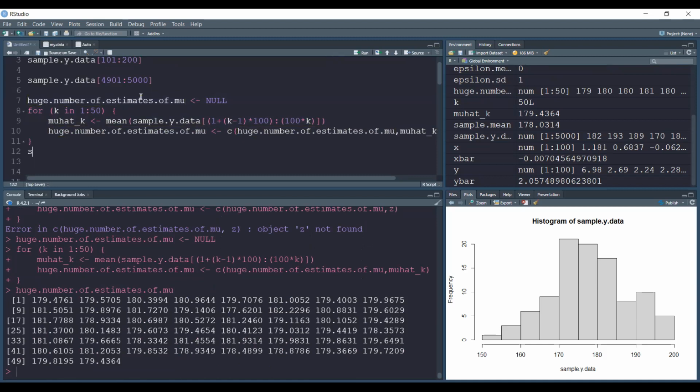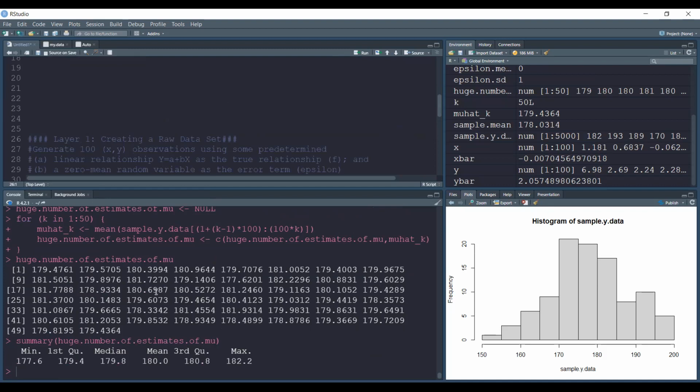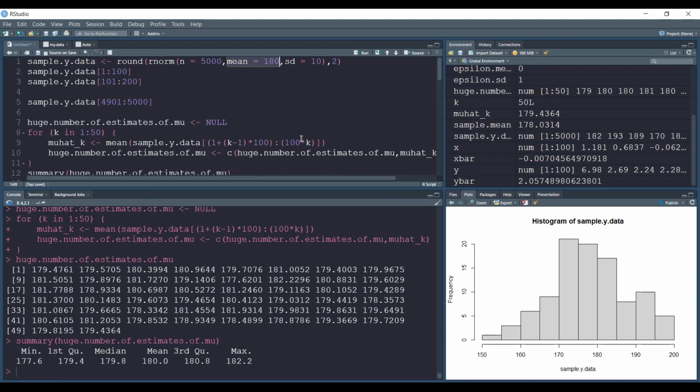Now, would you like to look at the summary of these estimates of mu? So look at the variability within our estimates. It's between 177.6 and 182.2. And isn't this just amazing? The mean, at least to 1 dp, is precisely 180.0, which we know, because we set it up that way, is the true mean. Now, would you know the true mean in practice? No, of course not. That's the whole point of doing an exercise like this. But we have the true mean this way.